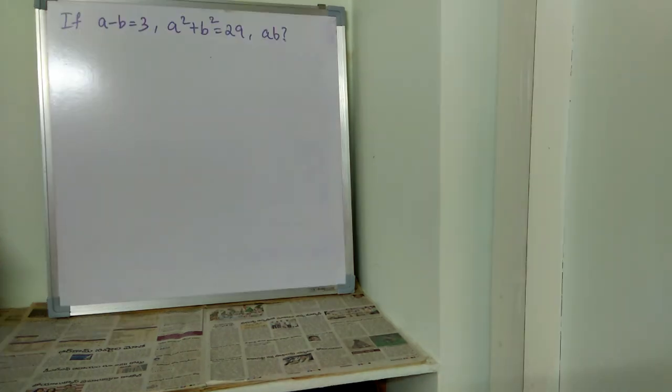Now let's see what this question is. If a minus b is equal to 3 and a square plus b square is equal to 29, then what is the value of ab? They have given the value of a minus b and the value of a square plus b square, and now they are asking us to find the value of ab. There is a formula for 2ab.